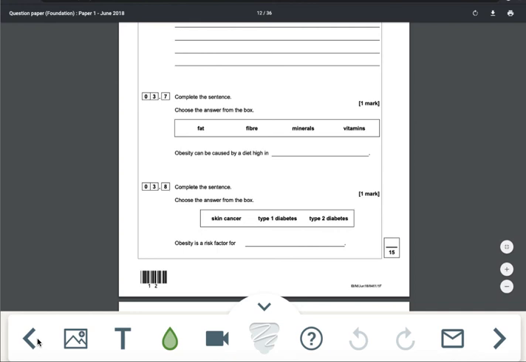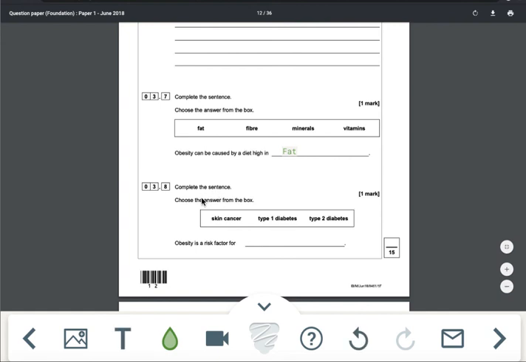So, finish that question, on to our next question. Complete the sentence. Obesity can be caused by a diet high in... This should be a fairly obvious answer since it's given you the options of fat, fibre, minerals and vitamins. The answer is in fact fat. Obviously fat is essential in your diet, but too much fat can cause obesity.